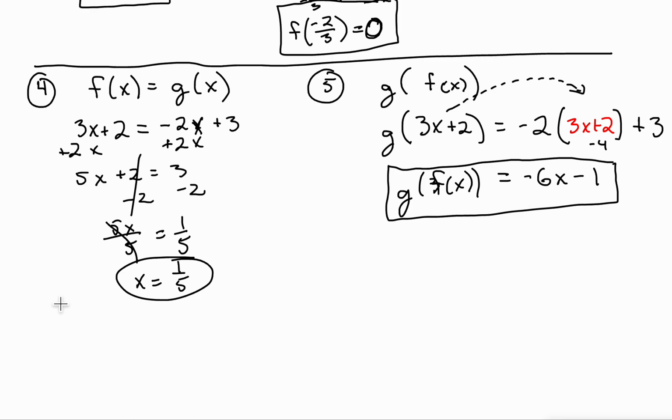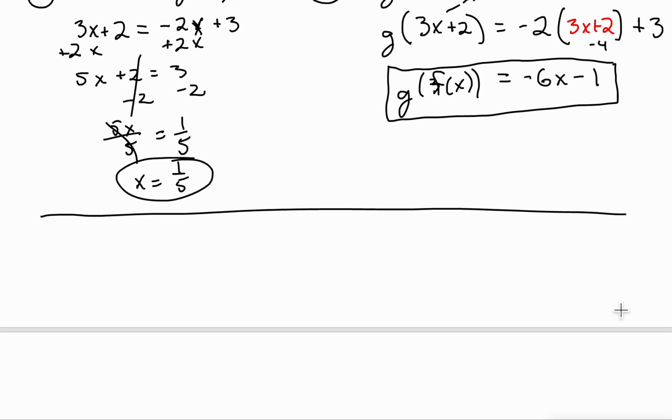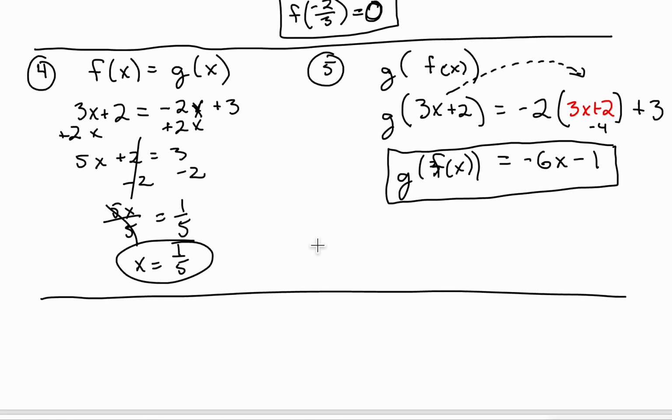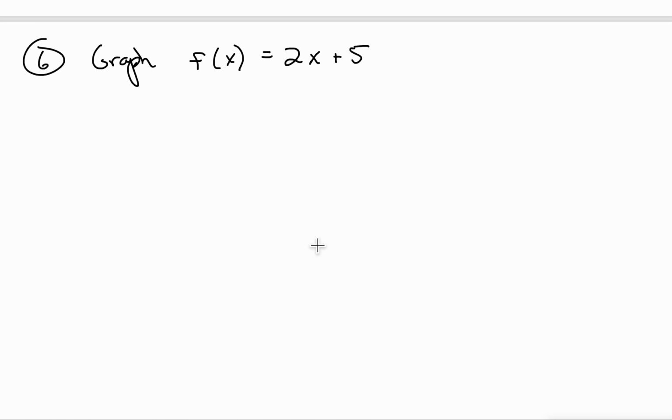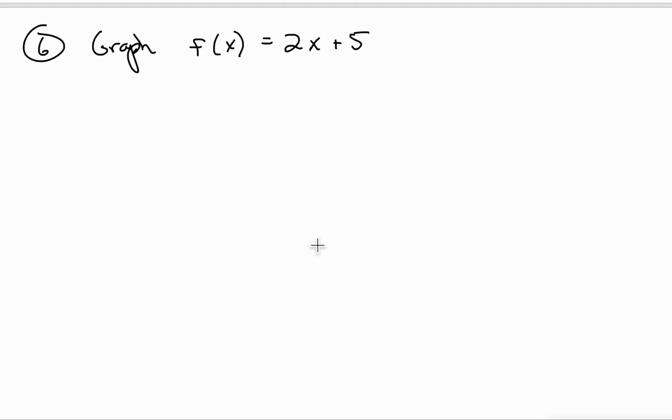So now what we're going to do is we are going to graph. Now, you're going to need graph paper. So we're going to graph using function notation. So, number 6. If we graph f of x equals 2x plus 5. So notice that my function notation changed. It was 3x plus 2 for those other problems, but now because this is a new problem, we're going to graph using a new function.